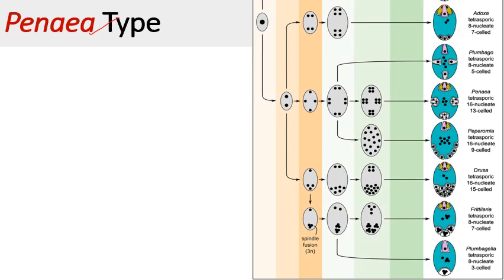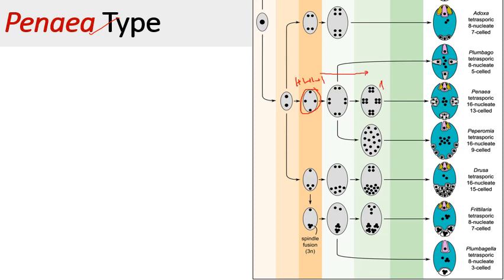Next type is Penaea type. This is just similar to that of Peperomia type. There is one difference. So the megaspore, here again the arrangement is 1 plus 1 plus 1 plus 1, and the nuclei are present at the 4 corners. They will undergo 2 successive mitotic divisions.